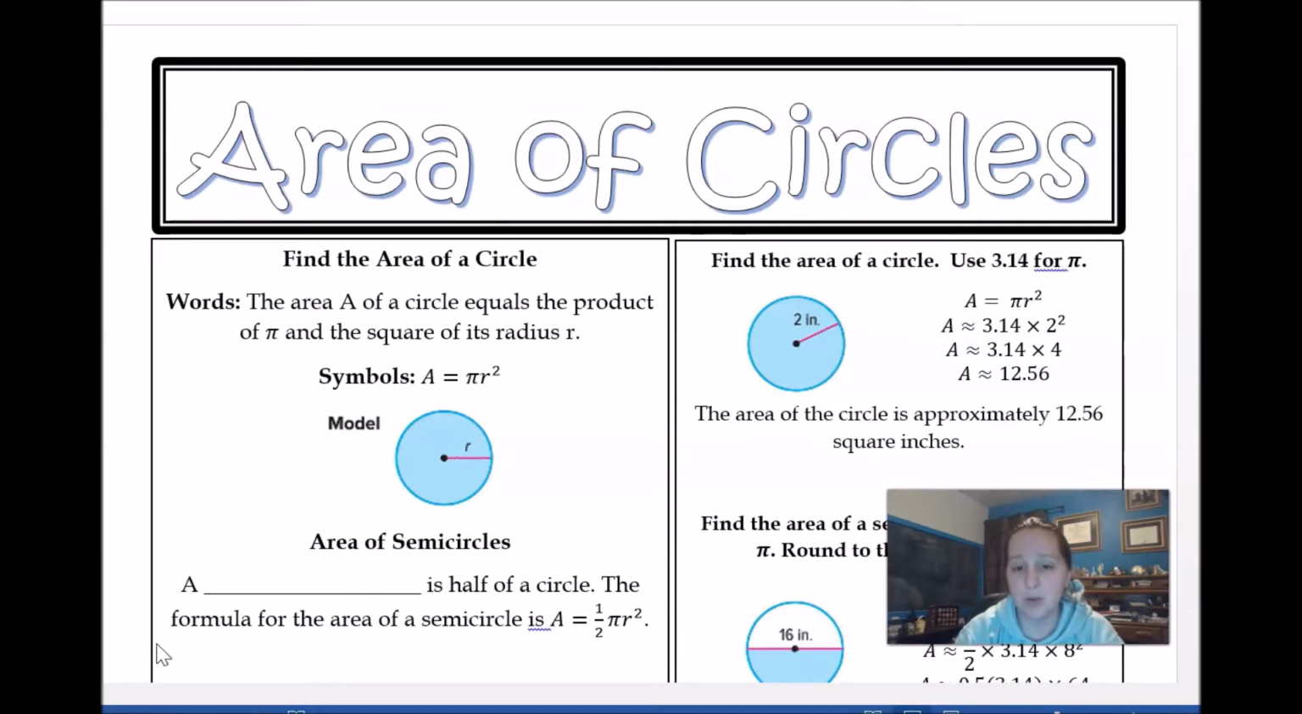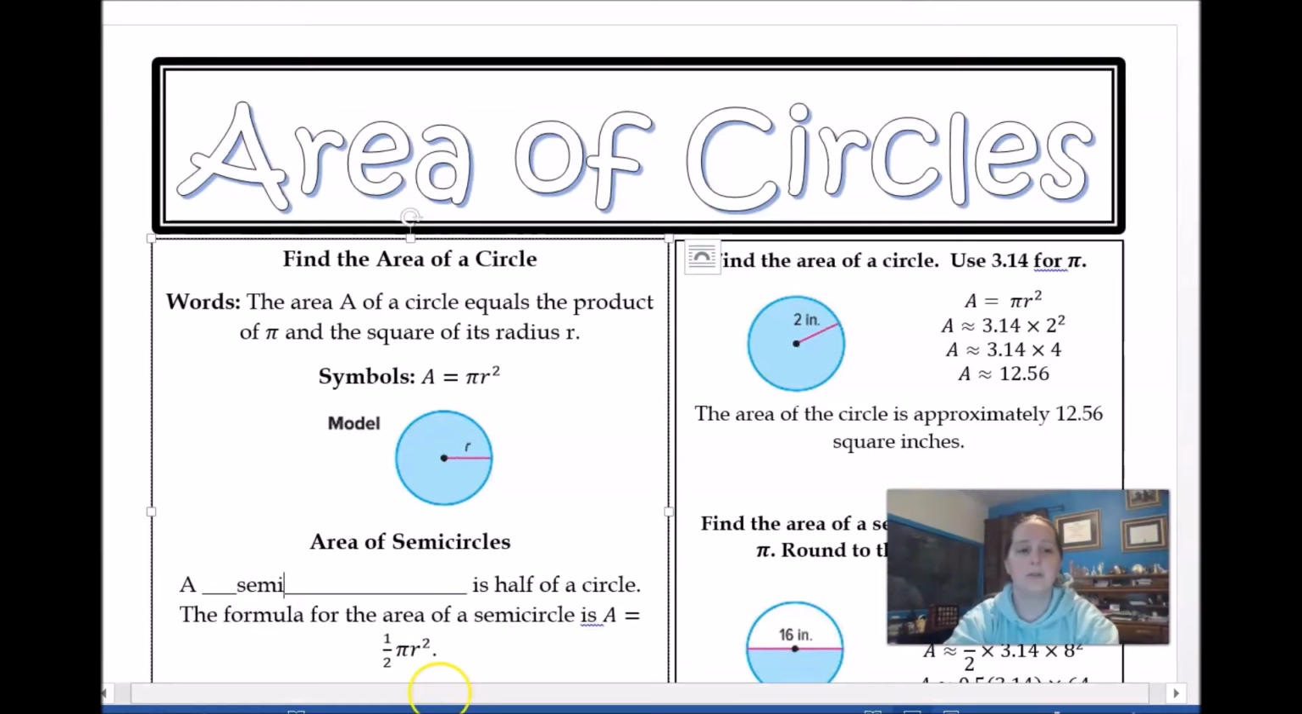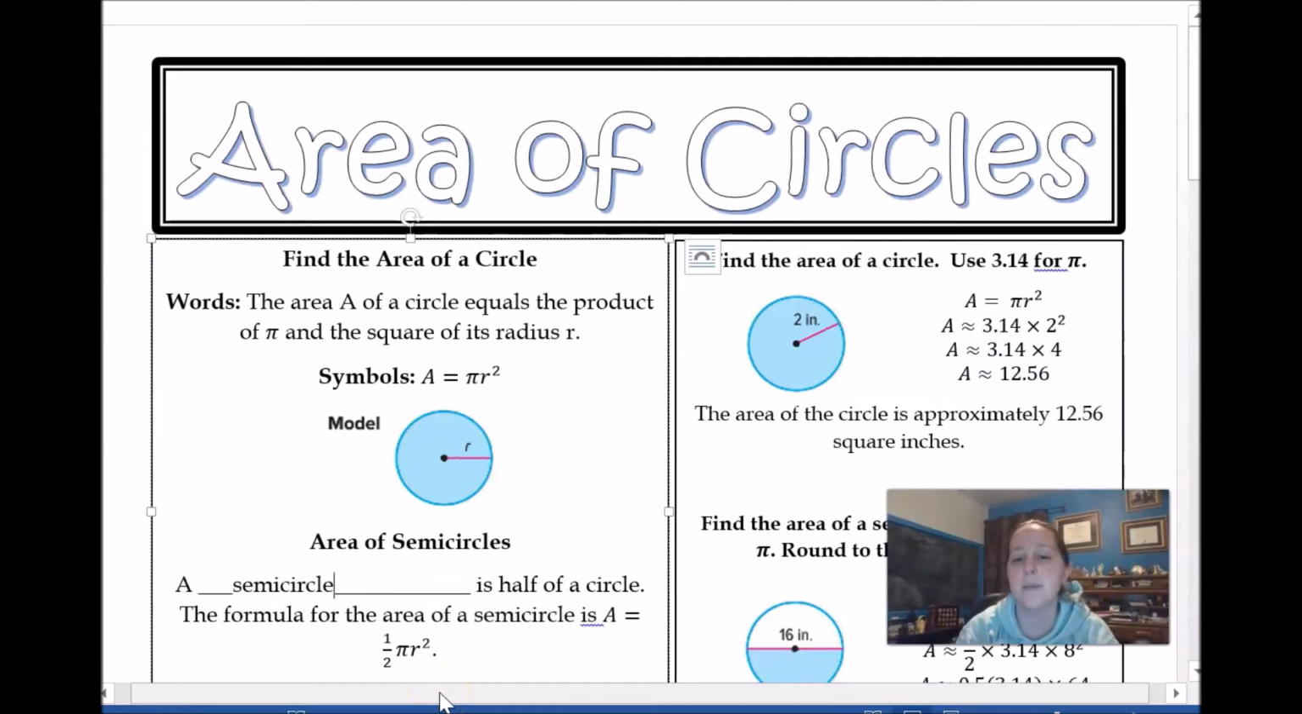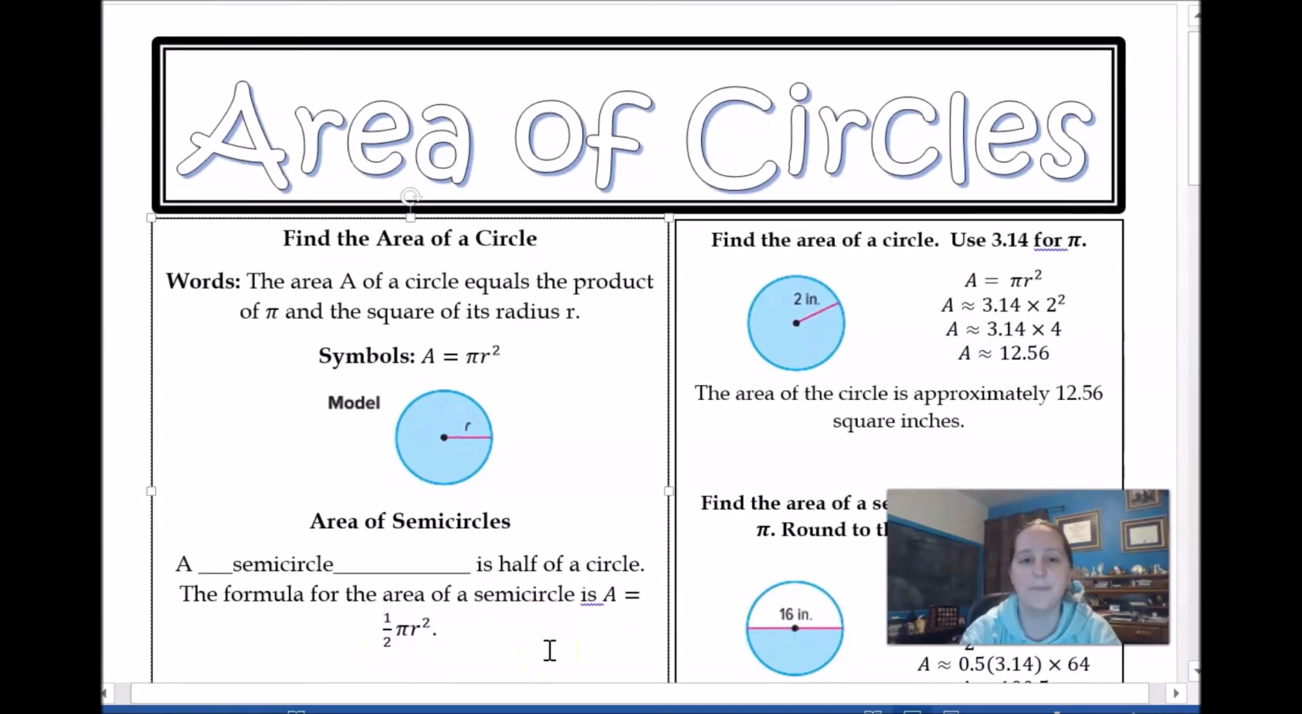Now a semicircle is half of a regular circle. So in that first blank, you're going to write semicircle. Since a semicircle is half of a circle, the formula for the area of a semicircle is A equals 1/2 times pi times r squared. Remember, when numbers are right next to each other like this, there's a multiplication sign in between them.